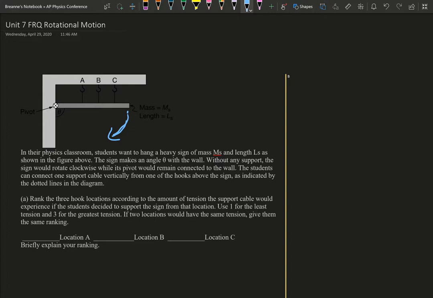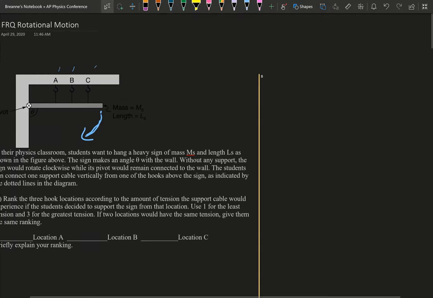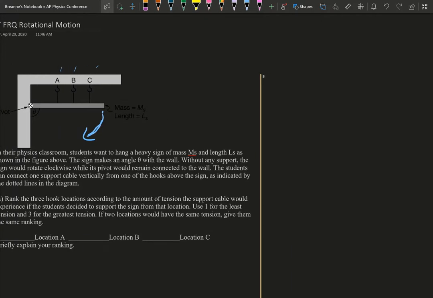The students can connect one support cable vertically from one of the hooks above the sign, as indicated by the dotted line in the diagram. So they can choose to pick any one of those. Rank the 3 hook locations according to the amount of tension that the support cable would experience if the students decided to support the sign from that location. Use 1 for the least tension and 3 for the greatest tension. If 2 locations would have the same tension, give them the same number. Explain. So now the first thing we have to think about is what torque is.